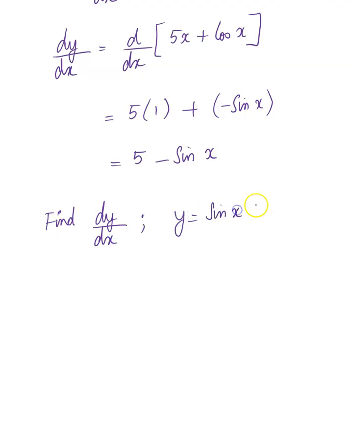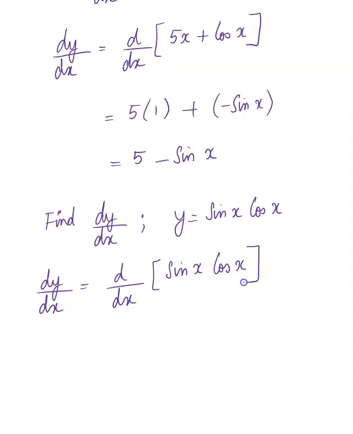Y is, in the next problem, sine x times cosine x. You don't see a plus or a minus. You know that this has to be treated as a product rule. And so u prime v plus v prime u will be our product rule.